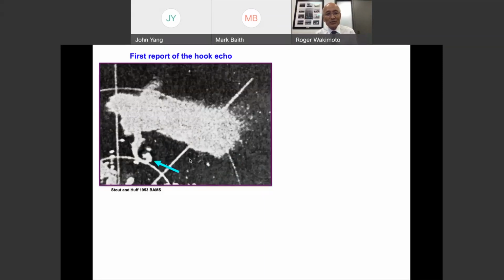Well, I'm always interested in some of the history. One of the things I was always wondering is what was the first report of a hook echo? And it was in 1953. If you go back and look at the archives, it's in the Bulletin of the AMS. And you can see with the blue arrow, it really does look like a hook, like on a clothes hanger.